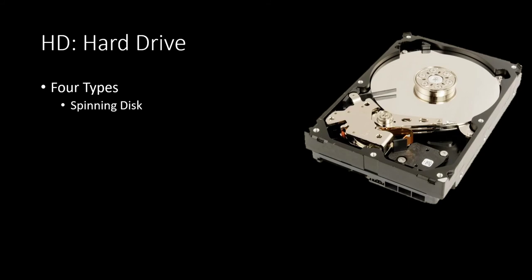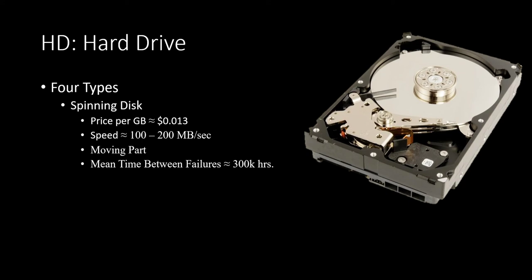The four basic types. The first is going to be the spinning disk. These are the more old ones that we're probably all familiar with. They're large, they're clunky, but they're very affordable. So price per gigabyte, it's about 1 cent. So you can buy a lot with a dollar here. The speeds in terms of data transfer, around 100 to 200 megabytes per second. So they're slow on that front. And then of course, since they have a moving part, they are liable to break over certain times, with the mean failure time being around 300,000 hours.